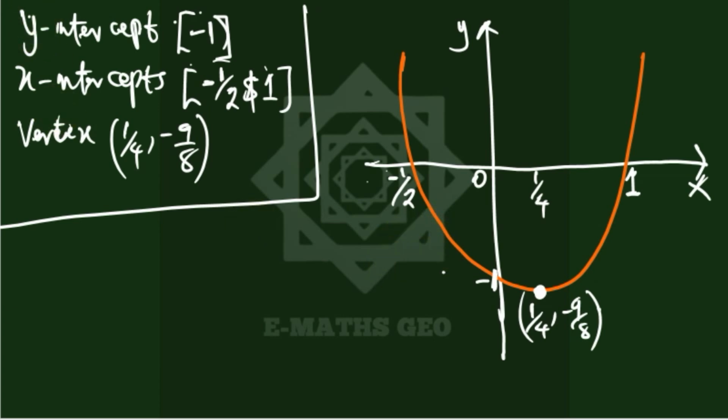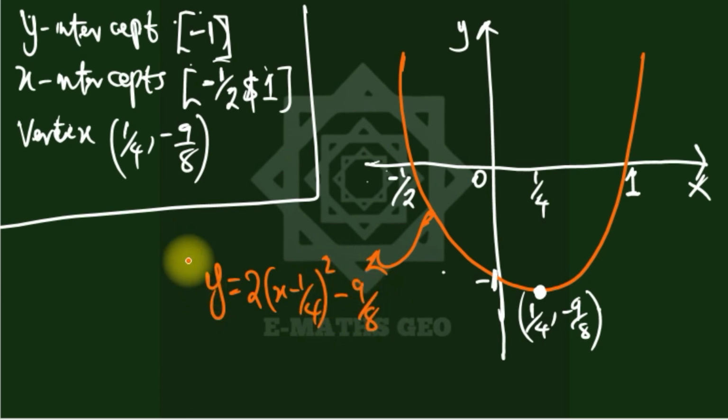The function is y equal to, so let's write it in the form of y equal to 2 bracket x minus 1 over 4 all squared minus 9 over 8, or maybe the original expression. So that's the curve. We've sketched the curve.